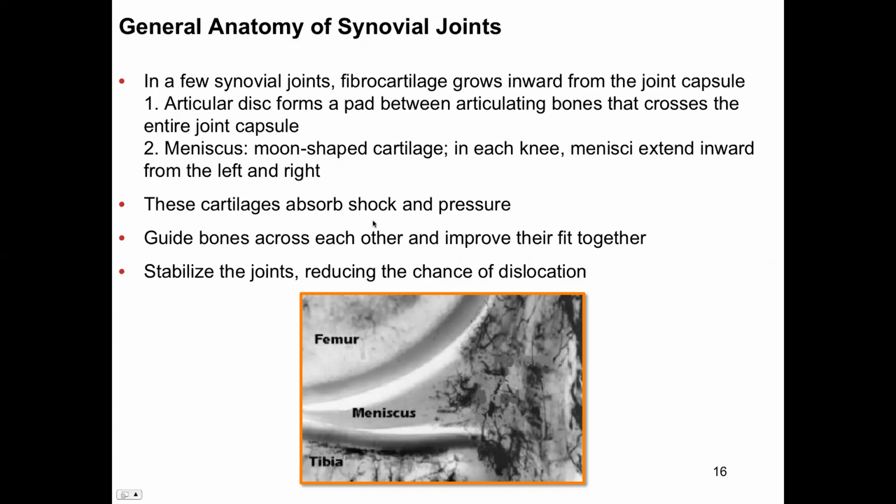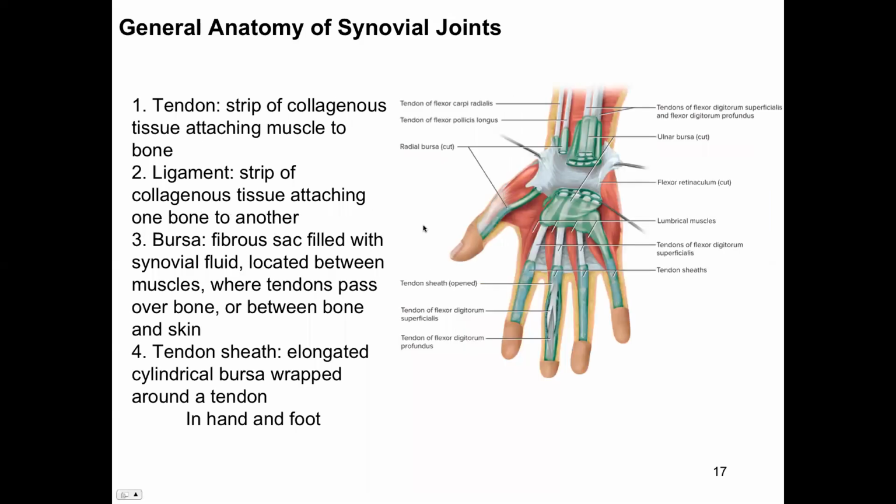So these cartilages are going to absorb shock and pressure. They're going to guide bones past each other, stabilize the joint, and reduce the chance of dislocation, all right? So just to sort of help that. And of course, these synovial joints are easily dislocated, depending on how they're structured.